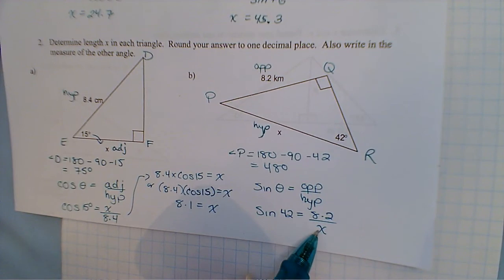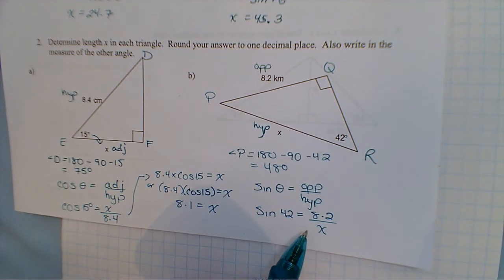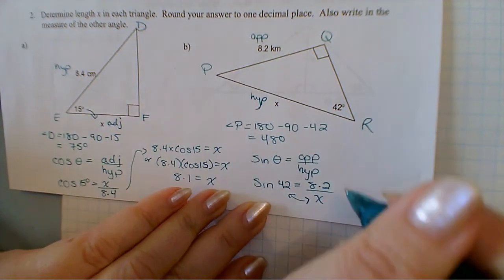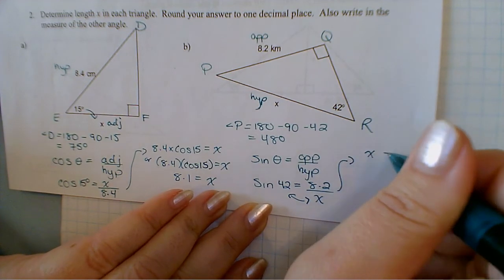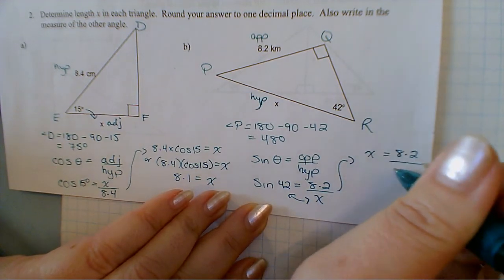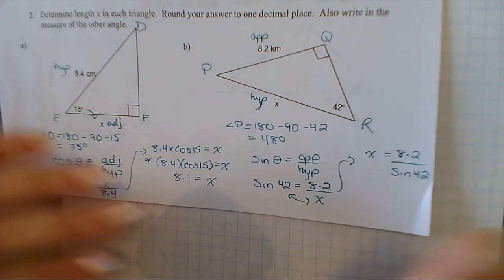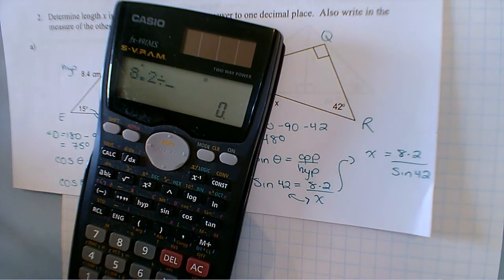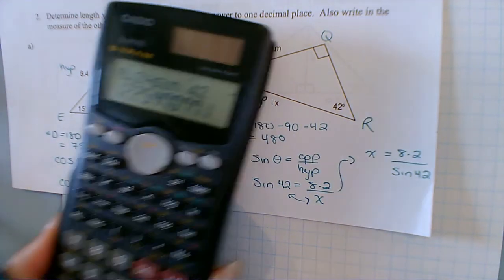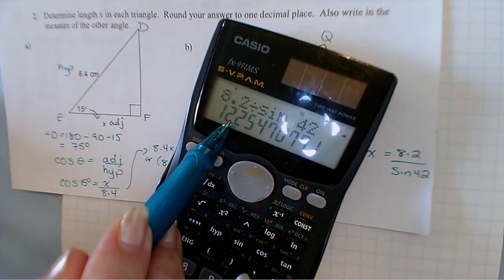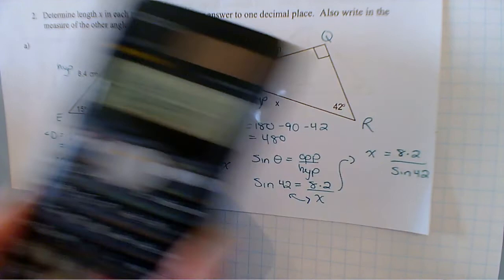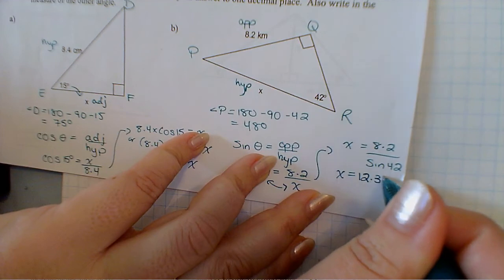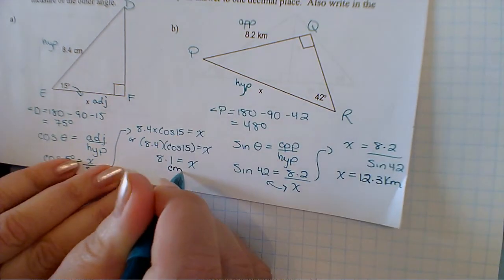Now, x is on the bottom. So you just saw from before that in order for us to solve for x, the x needs to come up and the sine 42 goes down. So I'll just continue over here. The x comes up, the 8.2 doesn't go anywhere, and underneath it will sit the sine 42. So you pick up your calculator, you go 8.2, and you divide by sine 42. And then you press equals. 12.25. So this 2 is going to change to a 3 because that 5 is going to round it up. So 12.3 is our answer. And this would be kilometers. I guess the first one would have been centimeters.